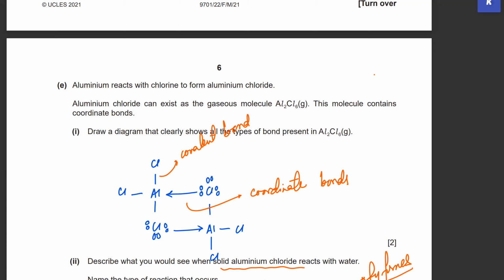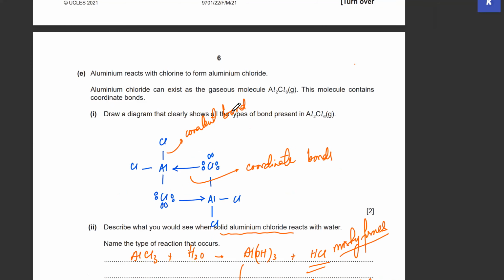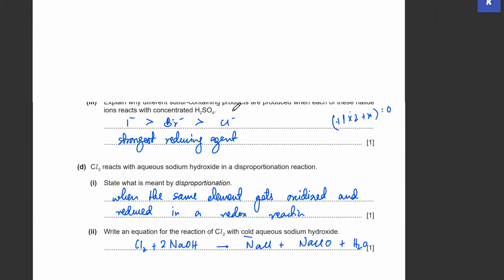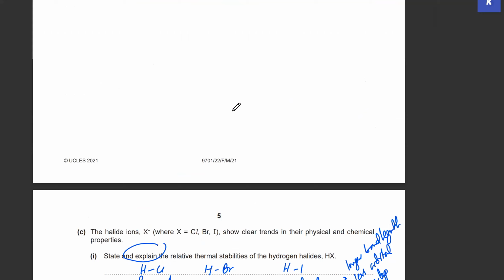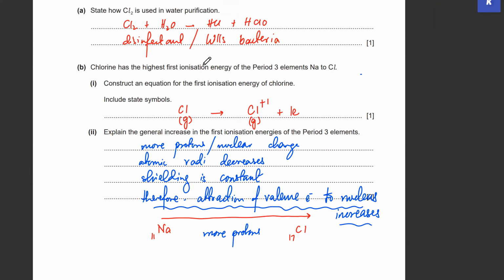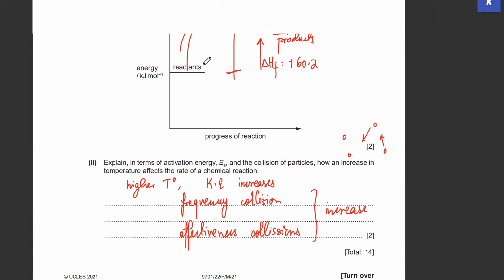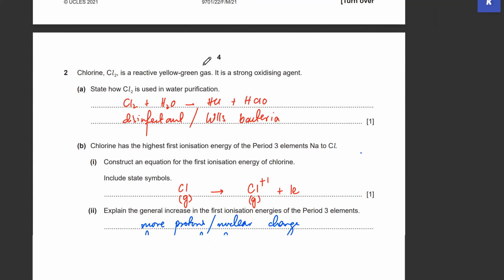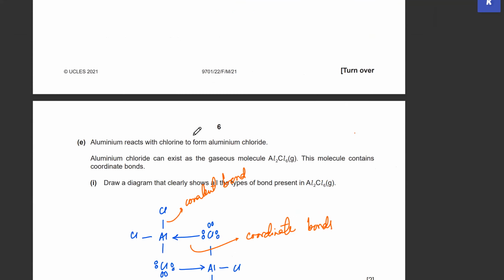Not really a lot of inorganic. There's only one inorganic question, which is a big question. This was about ionization energies. That wasn't inorganic. The Cl2 was for water purification. This was about Boltzmann distribution energies. So question number 2 was about... how many marks did it have?